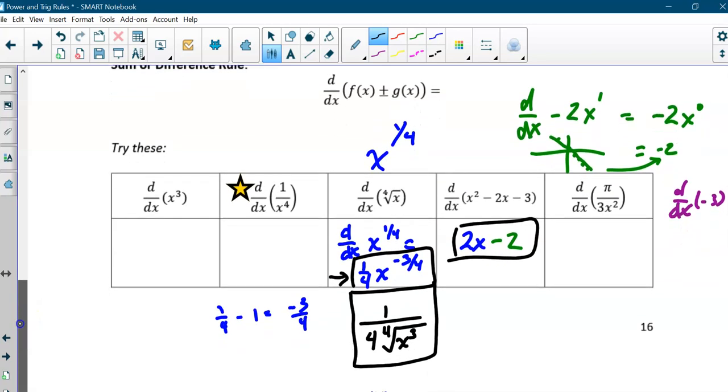Okay, last one. Derivative of pi over 3x squared. Ugh, gosh, that looks horrible. Let's rewrite it. Pi over 3x squared. Notice how when I approach these problems, I actually don't jump into the derivative right away. And I'm going to repeat that because that's important. I do not jump into the derivative right away. I'm actually looking at the problem and seeing how I can rearrange it, because sometimes when I rearrange it, I will have an easier time taking the derivative.